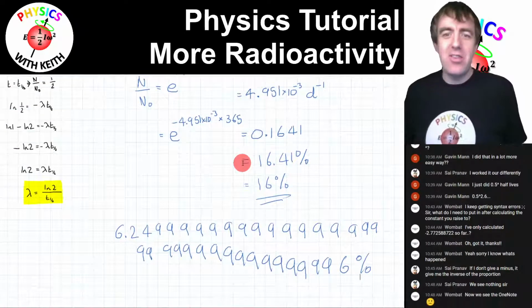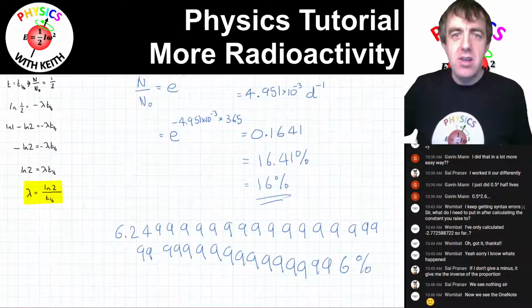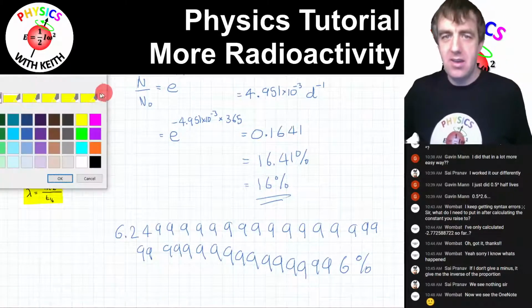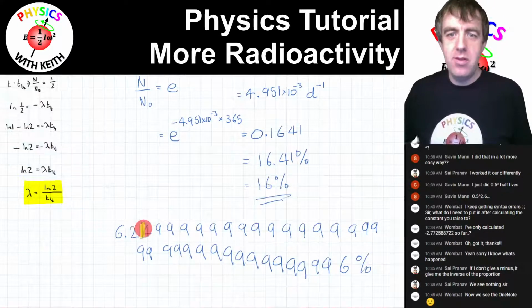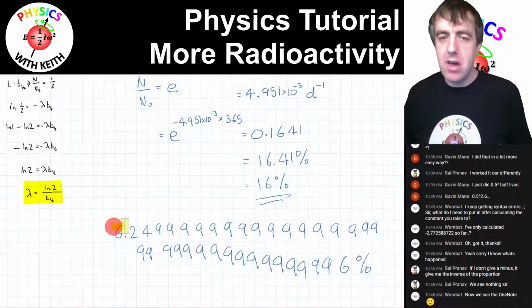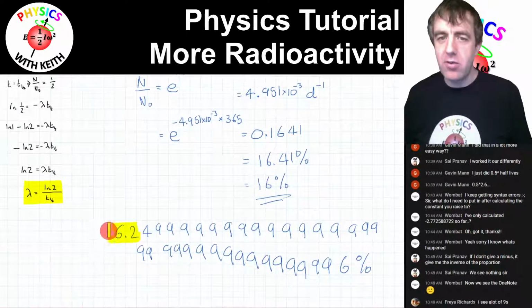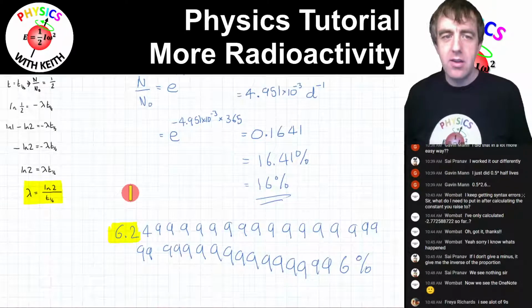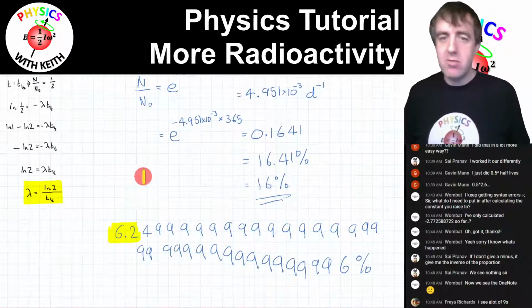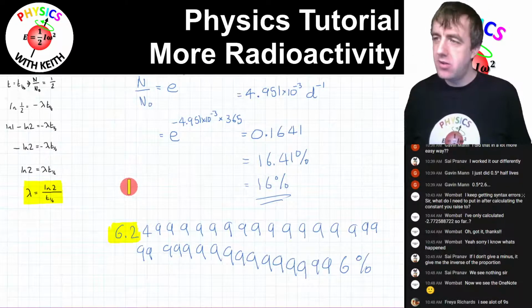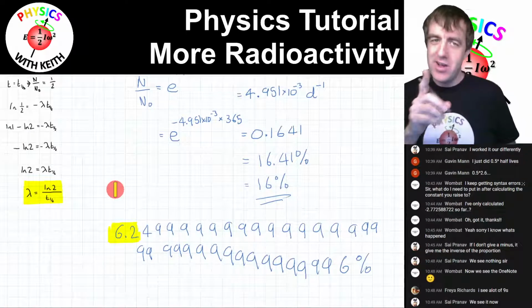Well, you may think that's obviously 6.25. Yeah, but I was rounding my answer to 2 significant figures, wasn't I? Yep, lots of 9s. So if I round my answer to 2 significant figures, it gives me a different answer.